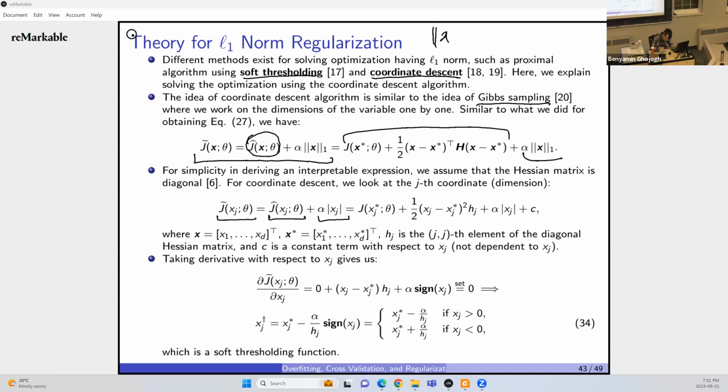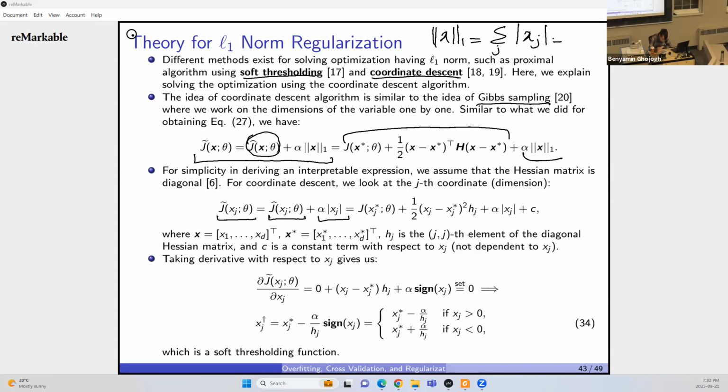What was the L1 norm of x? It was the summation of absolute values of xj. Don't you agree? Recall the preliminaries. So if you consider only one of the elements, the summation goes away, right? You understand why the summation goes away, or are you just accepting it? Understand why the summation goes away.